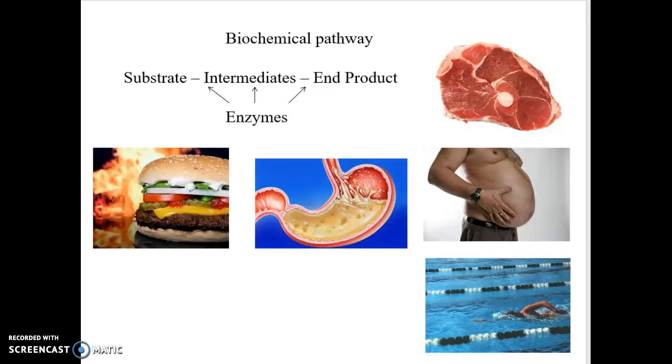Pathways always start with a substrate, or we could call them ingredients, or sometimes you'll see the term reactants. Those get converted into intermediates because of the presence of the enzymes. It gets converted fairly quickly, and then it eventually becomes end products.